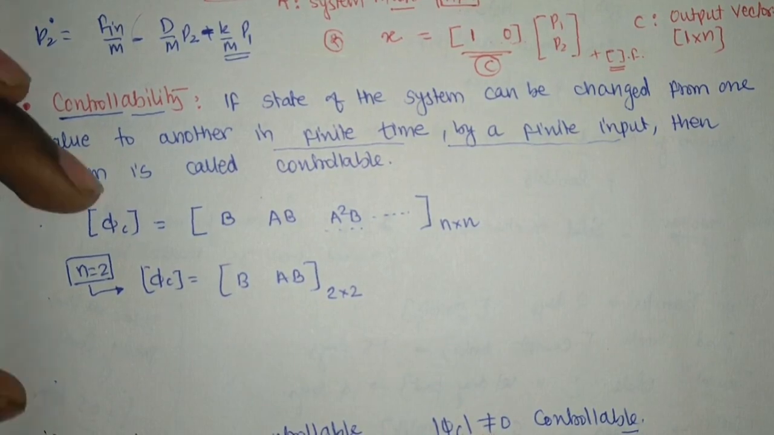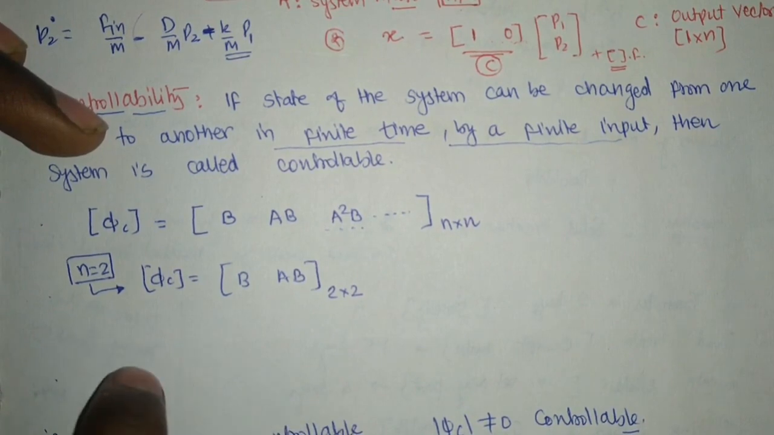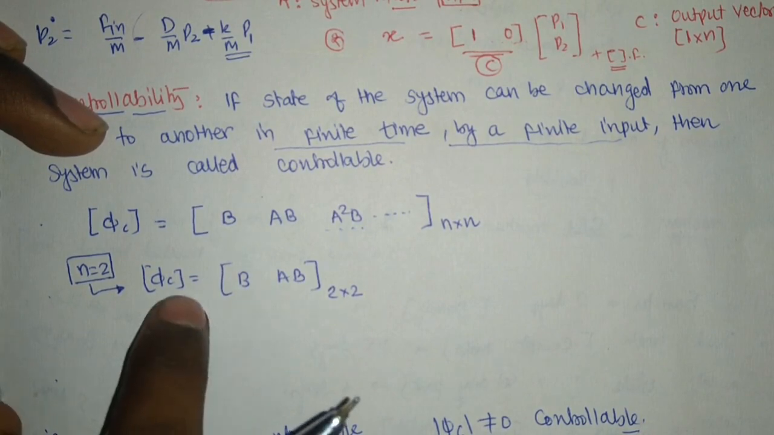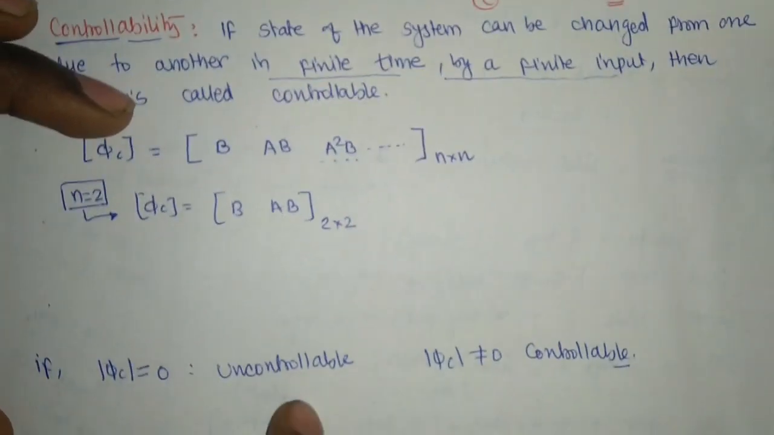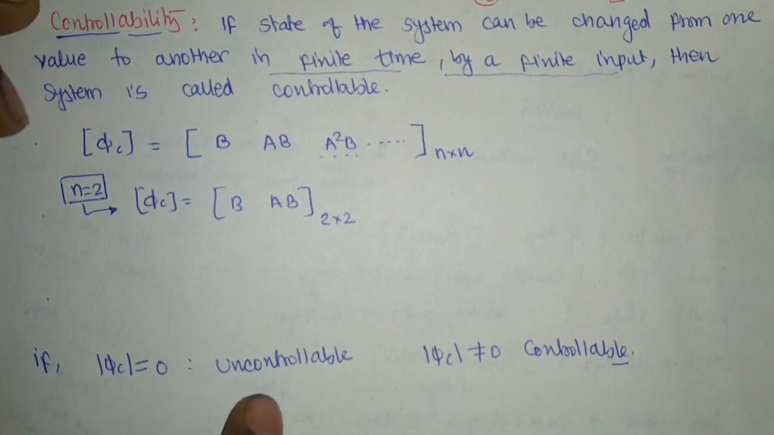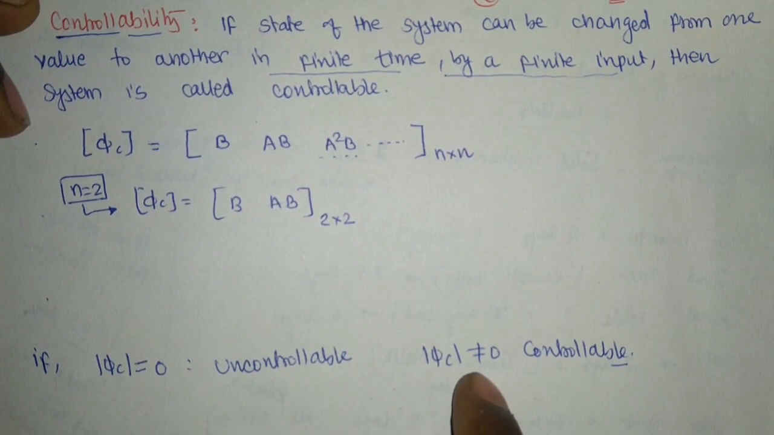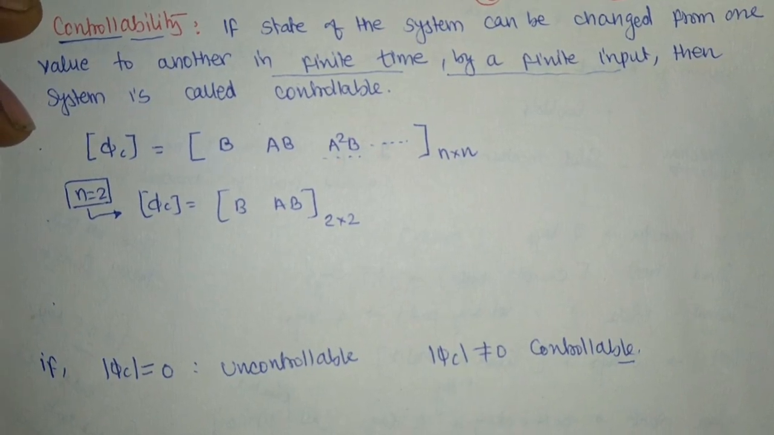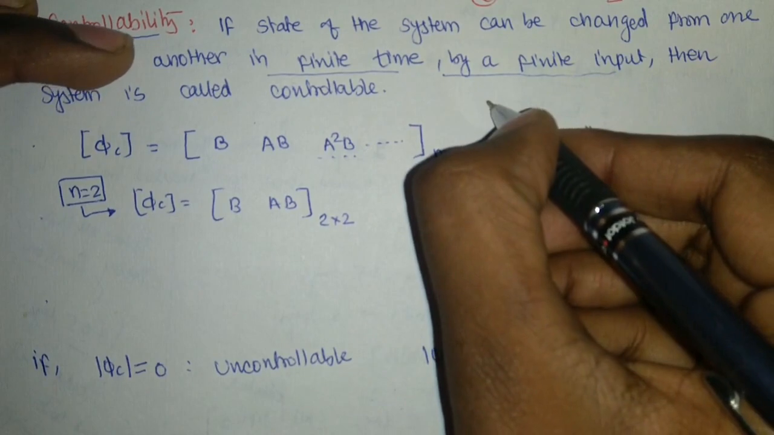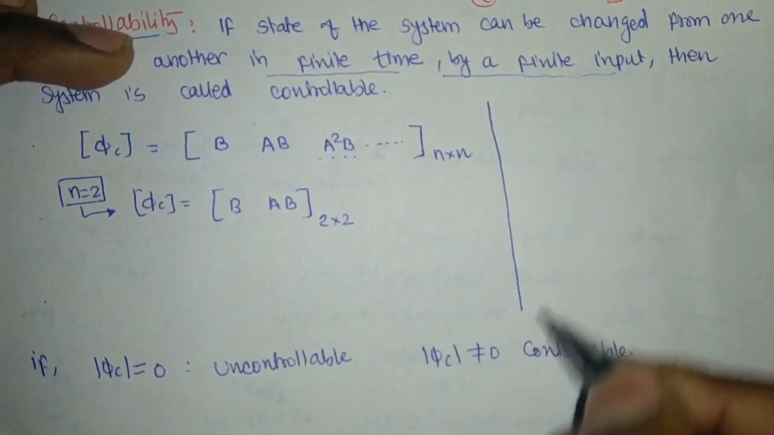Now what I need to do is calculate the determinant of this particular matrix, the determinant of the controllability matrix. If that determinant value is 0, then my system will be uncontrollable, meaning I cannot control my system. If the determinant value is non-zero, it is a controllable system, and I can control the system. Now let's take the example that we have solved above, use those equations, and see whether the system is controllable or not.